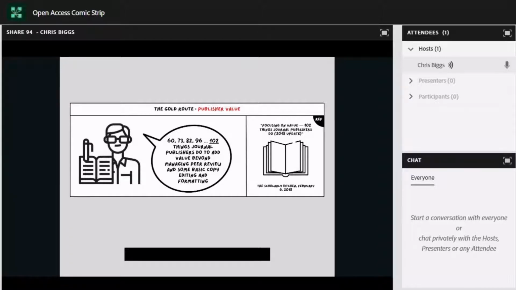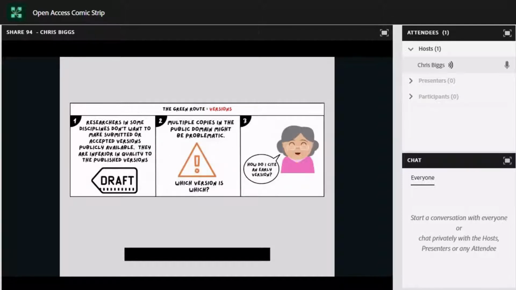However, publishers will justify these charges by highlighting the value that they add to the publishing processes. Publishers have listed 102 things they do to add value. These include managing rejection of submissions, managing the brand, and establishing infrastructure. It's a long list. But what about the other route, the green route, adding papers to repositories?